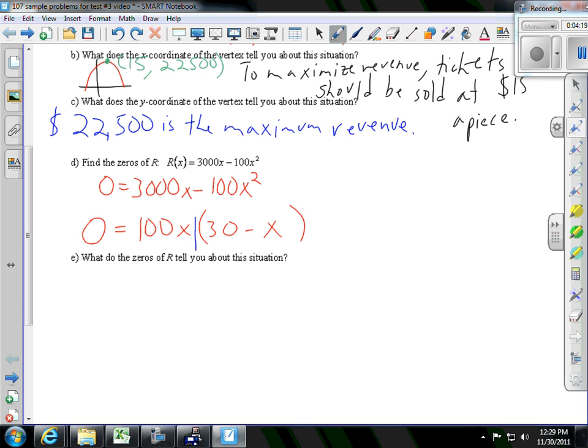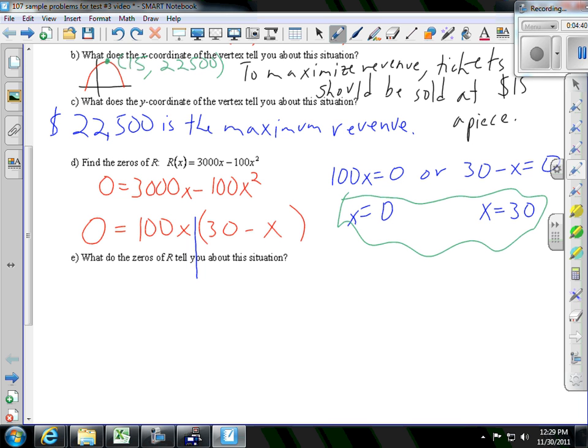And now we can split this right down the middle and set the two pieces equal to 0. So either 100x is 0 or 30 minus x is 0. Divide by 100, we get x is 0. Move the x over by adding it to both sides, and we get x is 30. So those are the two zeros, 0 and 30.